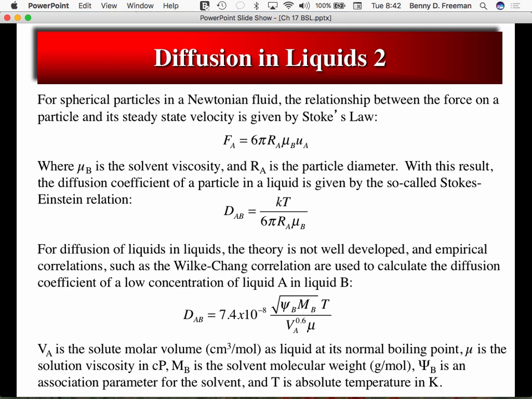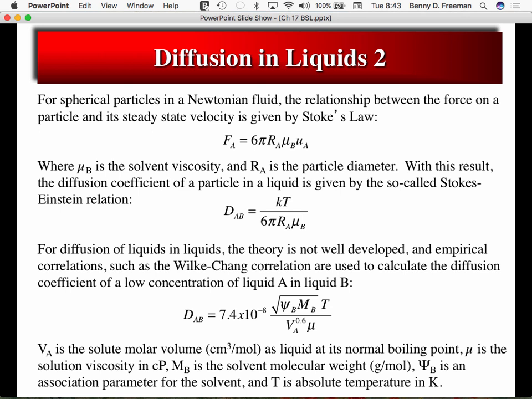Einstein imagined or derived it within this context. For the diffusion of liquids in liquids, the theory is not nearly as well developed, and there are correlations like the Wilke-Chang correlation that you may have heard of to calculate diffusion coefficients of liquid A and B, and this is essentially an empirical correlation that works fairly well.